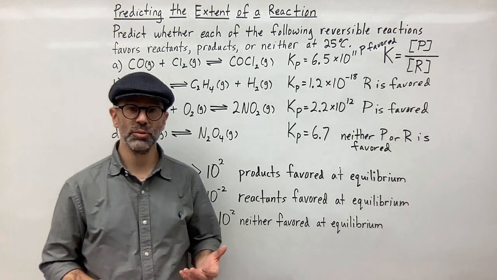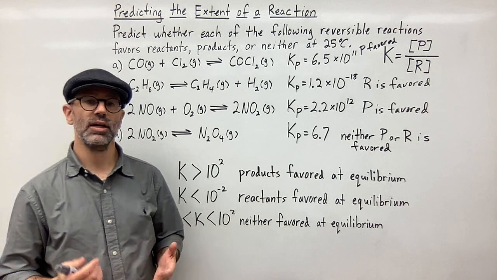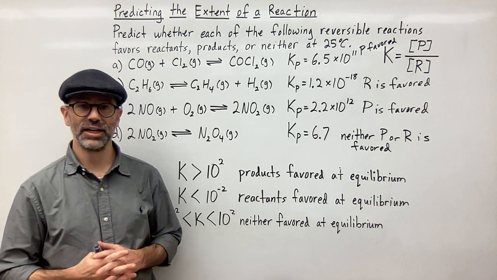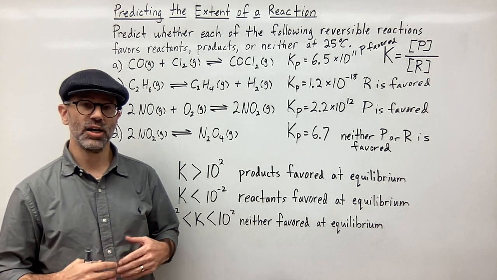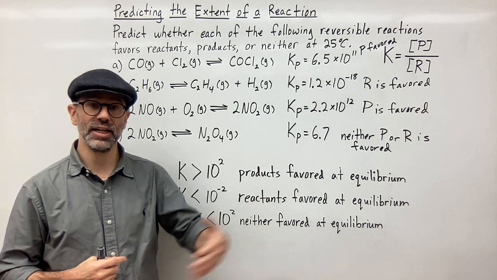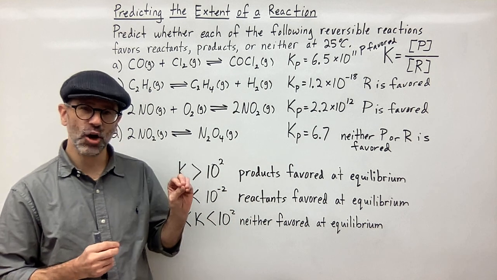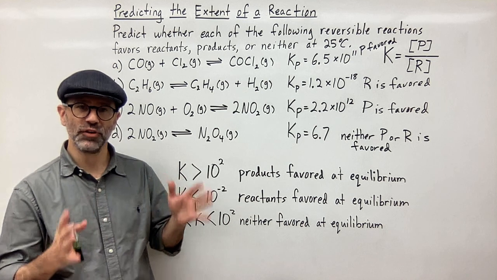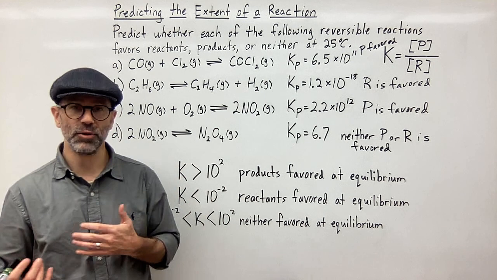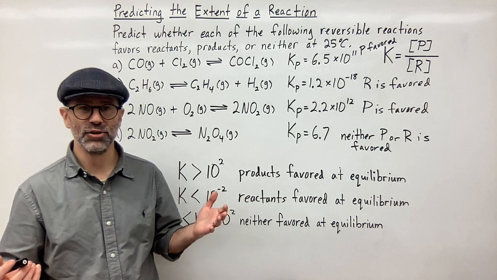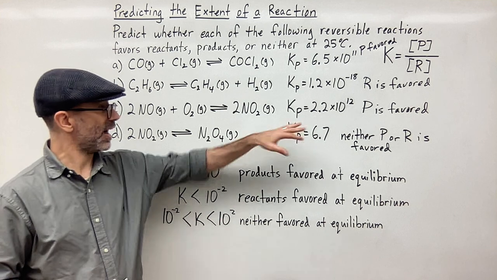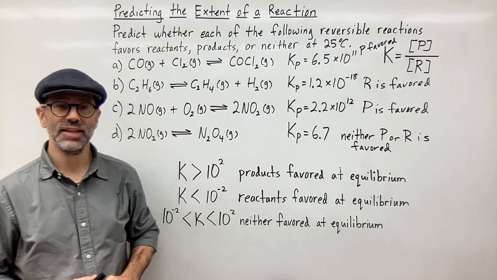And that, ladies and gentlemen, is how you determine to what extent your reaction is going to go. Is it going to go pretty much to completion and therefore very favored to products? Or is it going to not really go that very far and not produce very much product, and therefore favor reactants or not favor either side? So it all depends on what your K value tells you.